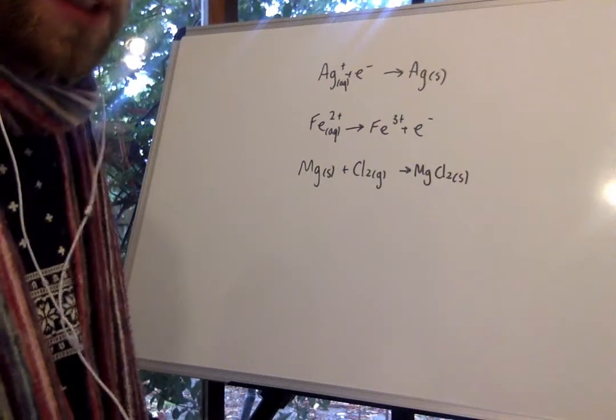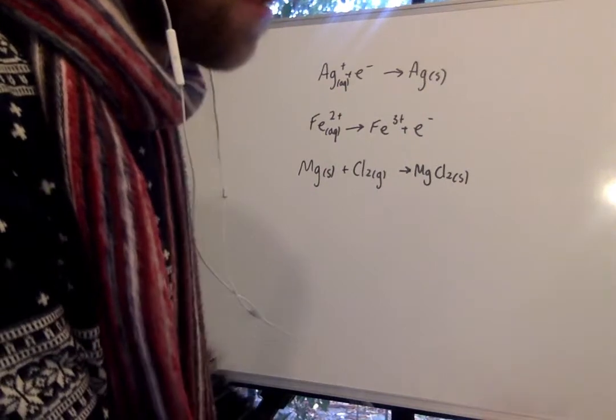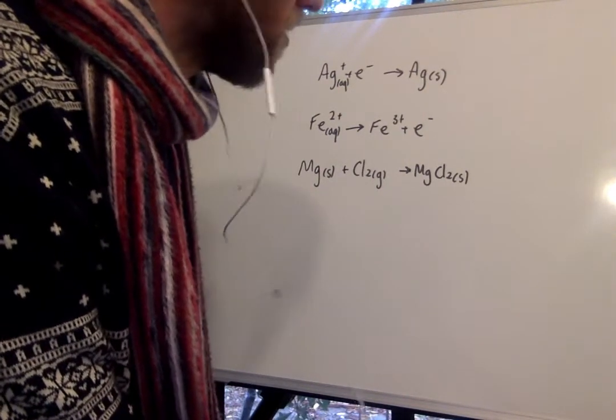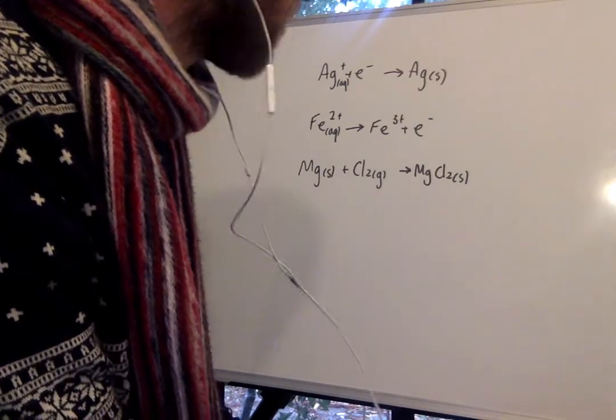Hi everyone, I'm just doing a few examples for chapter 4, just to make sure that everyone understands it. So, 4.1 is looking at oxidation and reduction. Some of the questions are saying, classify each of the following half equations as oxidation or reduction half equations.